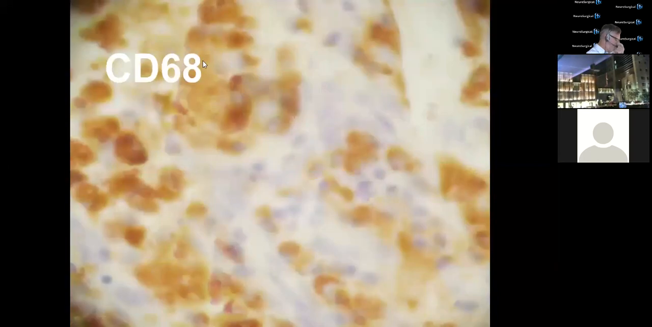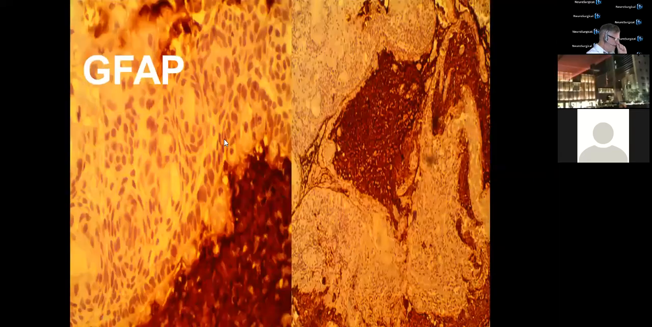CD68 stains the histiocytes. You see a lot of histiocyte infiltration in the tumors, and this stains them. As I said, GFAP stains the brain tissue, and it's very typical to see craniopharyngioma infiltrating brain tissue. The brown staining here is the brain tissue. You can see how extensive it is.